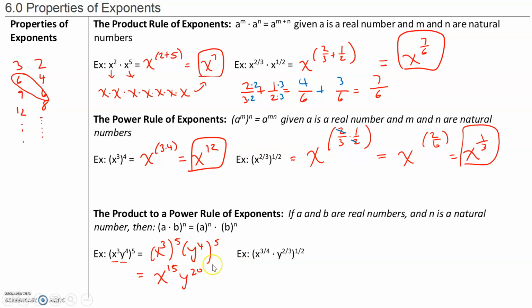Now, why do we use the power rule here? Because you got the same base and two exponents. When we got the same base and two exponents, we are going to use the power rule, in which you multiply the two exponents together. Same thing for the next one.